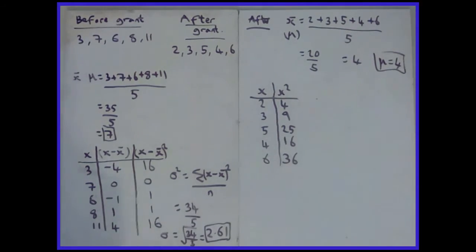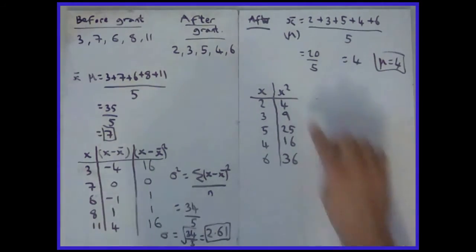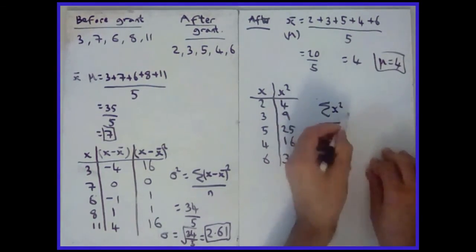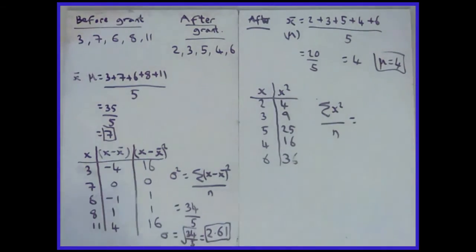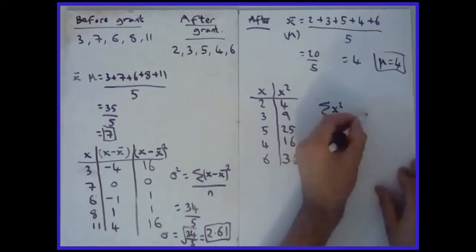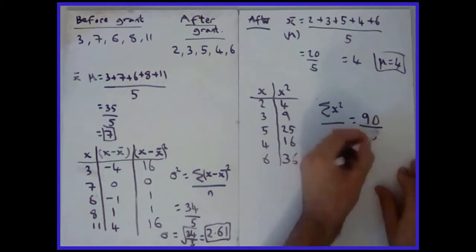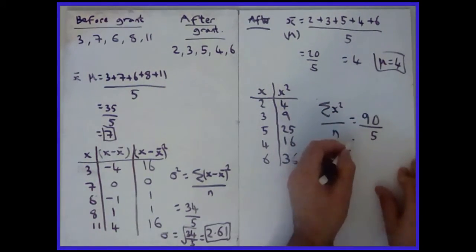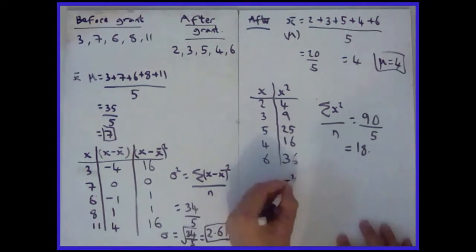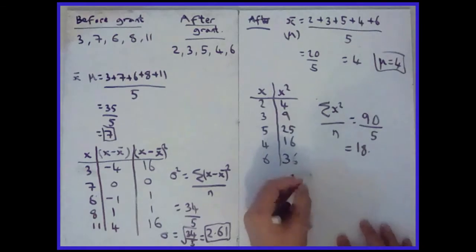So now we need to find the mean of the squares, which means we add up all the squares, sigma x squared, and then divide by how many there are. If you add up all of these numbers, it comes to 90. So 90 over 5 is 18. So now we have the variance, sigma squared, equals the mean of the squares, 90 over 5, or 18.